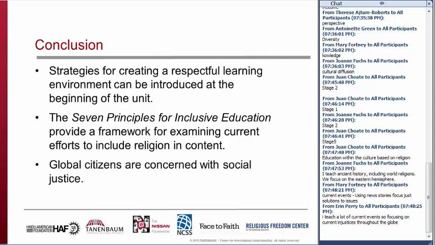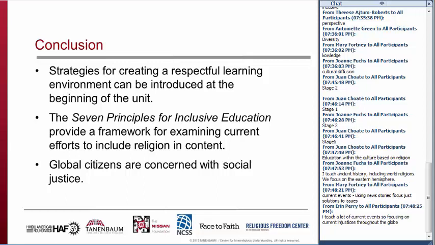So as we begin to conclude this session and come to the end of our hour, something to remember about the whole idea that we talked about in the beginning of our objectives for the evening in terms of examining strategies. Strategies for creating a respectful learning environment can be introduced at the beginning of the unit. They can be reinforced throughout a unit, that whatever you create at the beginning of the year has to have some kind of reinforcement on a regular basis.